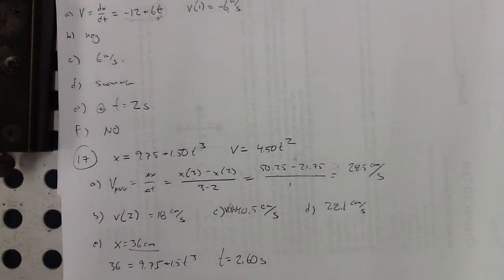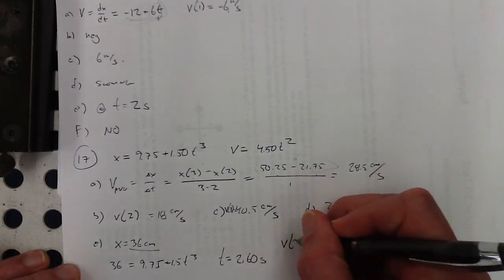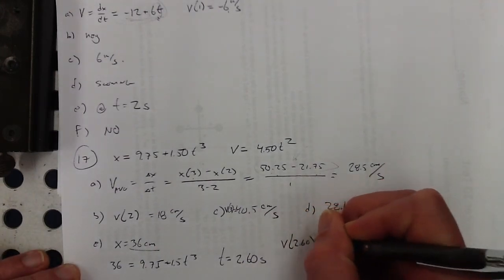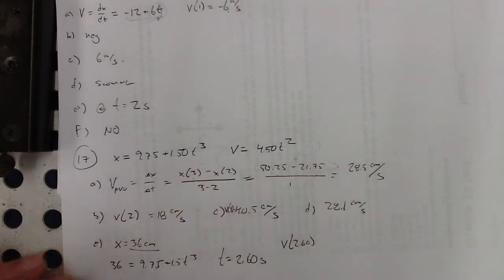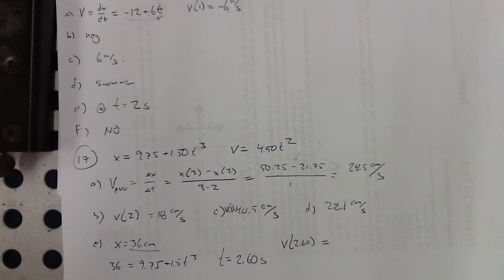Okay, that's the time. And then they want the instantaneous velocity at this time. So then I just need to take that time and plug it into my instantaneous velocity. So that number squared times 4.5. And that's about 30.3 I'm getting.